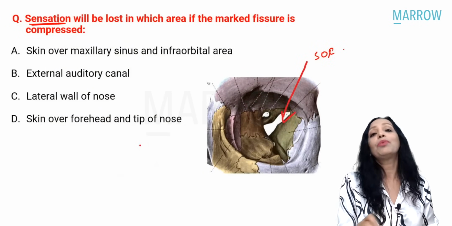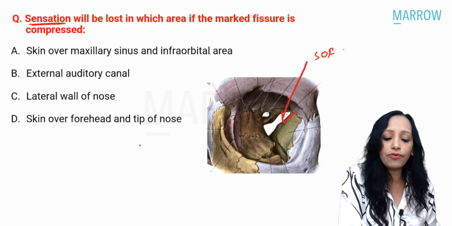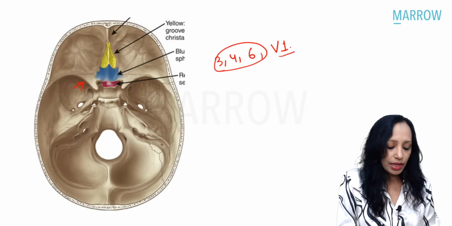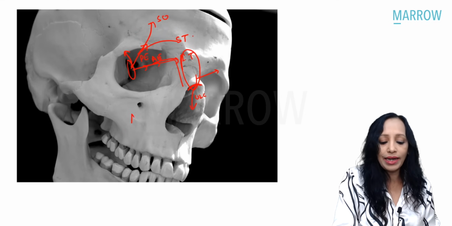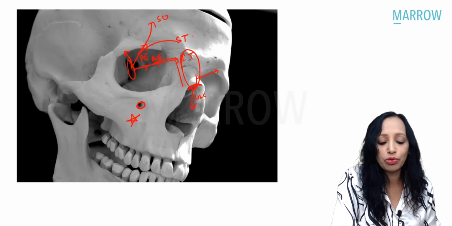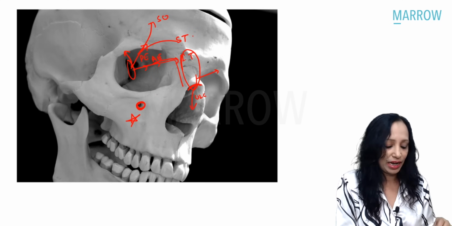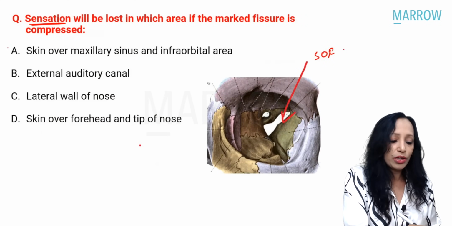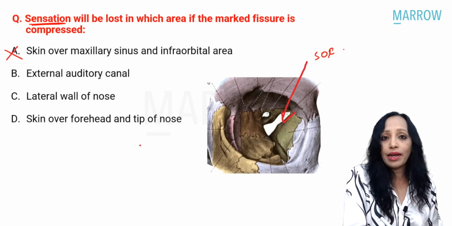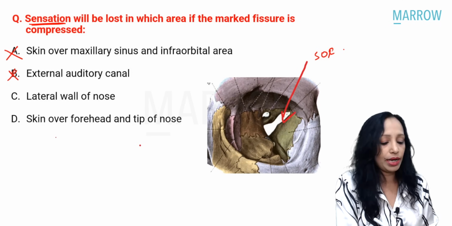So let us see what the choices are. Skin over the maxillary sinus and the infraorbital area. The skin over the maxillary sinus and the infraorbital area, this is by the infraorbital nerve which comes out through the infraorbital foramen, and that is a branch of the maxillary, not of the ophthalmic. So no. External auditory canal, no, we just saw it is by the auriculotemporal and by the vagus.